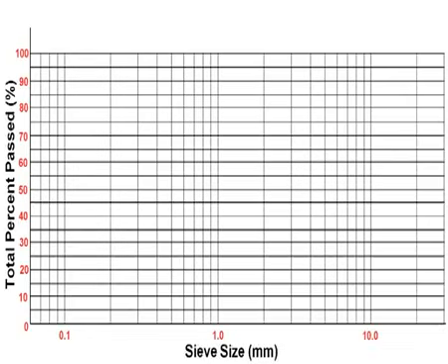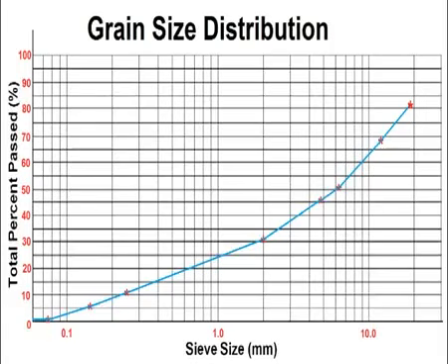Each sieve will correspond to one data point on this graph. Plot all the data points and connect them together like this. We now have a grain size distribution curve for our soil sample. This concludes the sieve analysis lab.